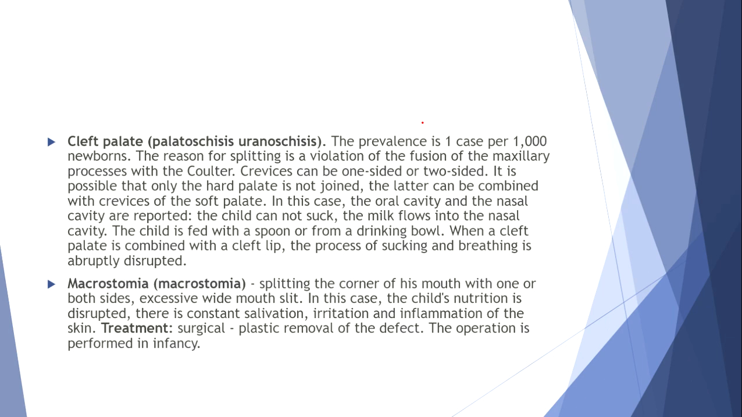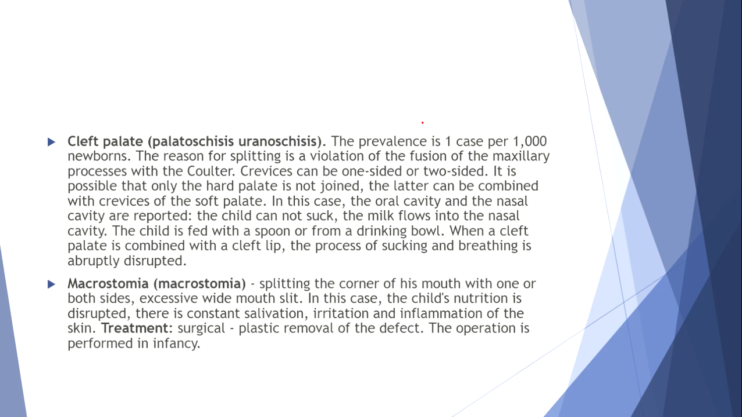Cleft palate, palatoschisis or uranoschisis. The prevalence is 1 case per 1,000 newborns. The reason for splitting is a violation of the fusion of the maxillary process with the vomer. Clefts can be one-sided or two-sided. It is possible that only the hard palate is not joined. The latter can be combined with crevices of the soft palate. In this case, the oral cavity and the nasal cavity are connected.